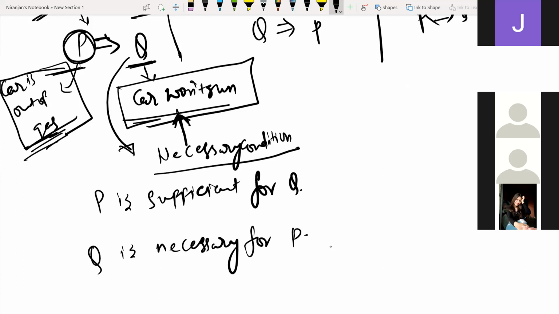No problem, no problem. It's really easy, but you're not thinking in that way. We'll get there. So this is what you all got now, that P is sufficient for Q. Somebody tells you, okay, my car is out of gas. You don't care about it. You can't expect it to run. This is sufficient. But the point is why Q is necessary for P.